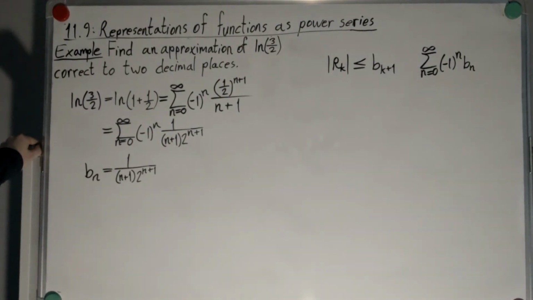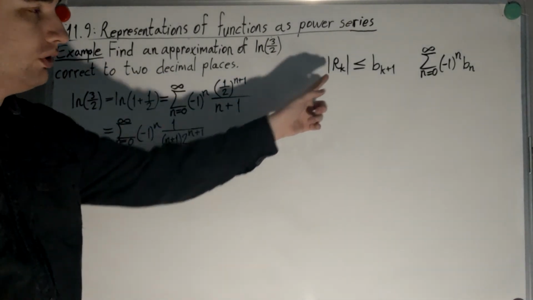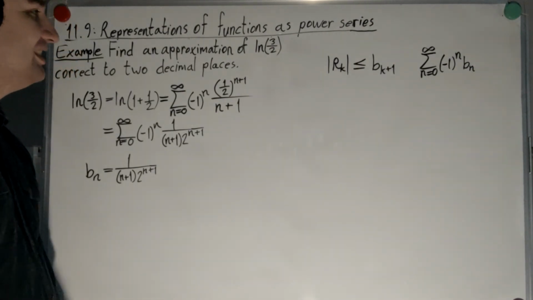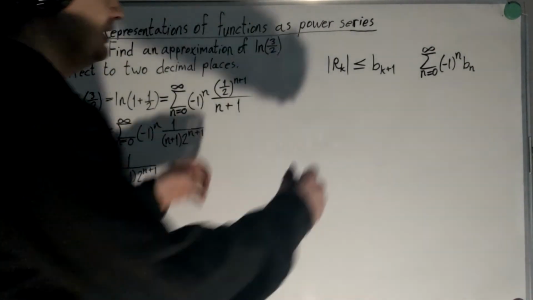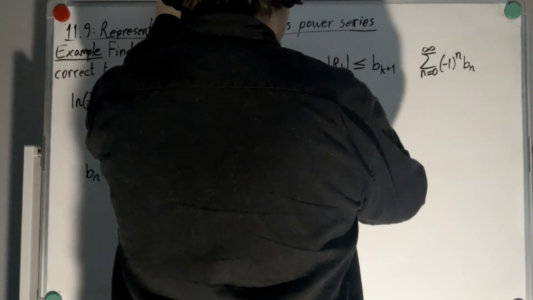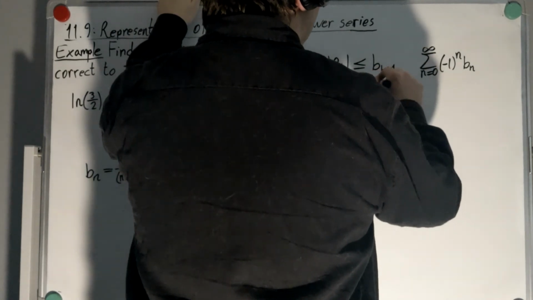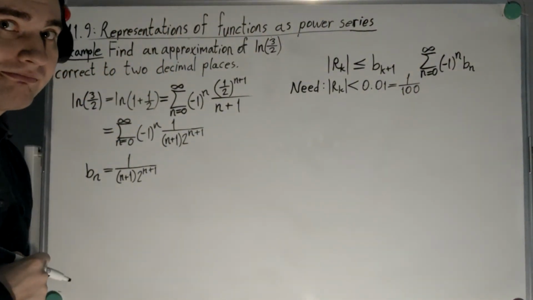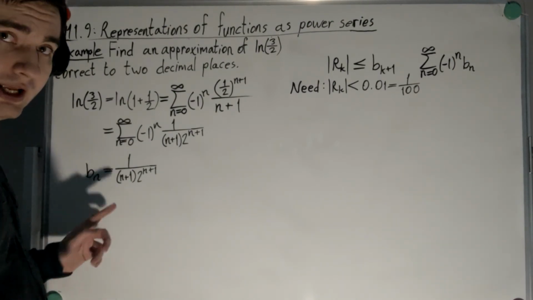So all we have to do is make this small, and then the error will be small, and that will be good. Specifically, we want it to be smaller than 0.01. So we need the absolute value of R_k to be less than 0.01, which of course is the same as 1 over 100. So all we need to do that is just look at a few terms of b.